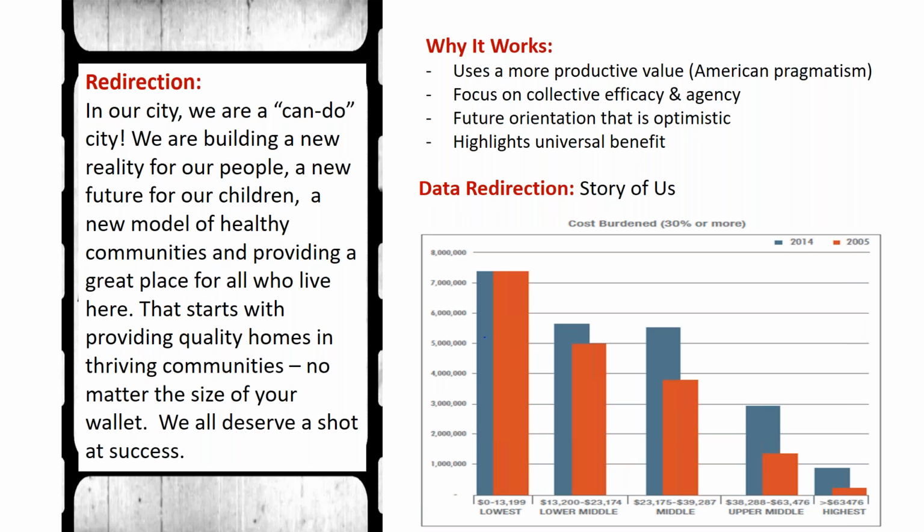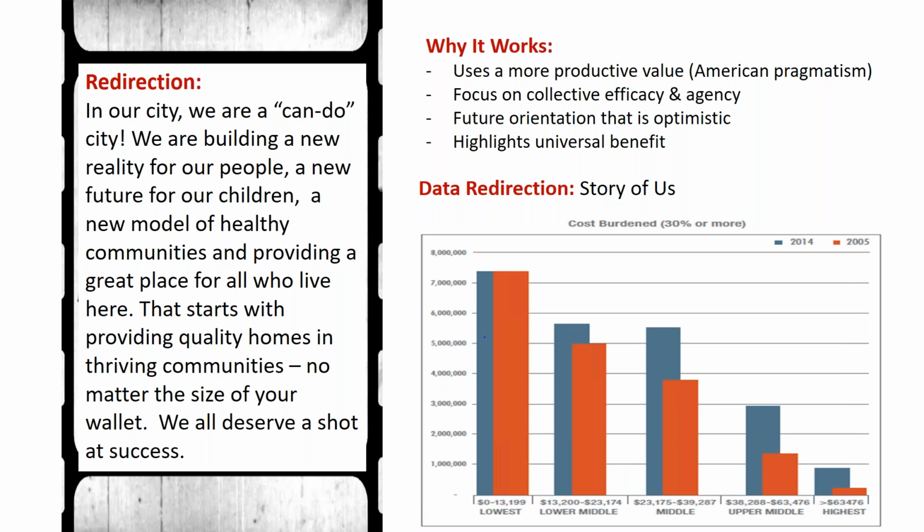It's also future in orientation. So together we can create a future together that is optimistic, and people like that. And it also talks about a universal benefit. So it's not just that we're providing a house for Johnny or Matt or Sue or Terry, whoever they are, right? It's that we are providing that resource, but the benefit actually comes back to everybody. We all benefit because of those decisions.